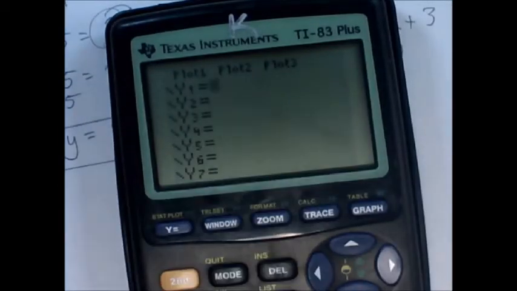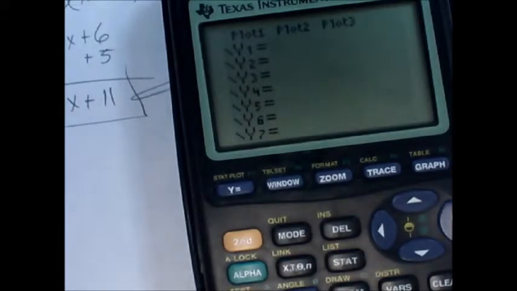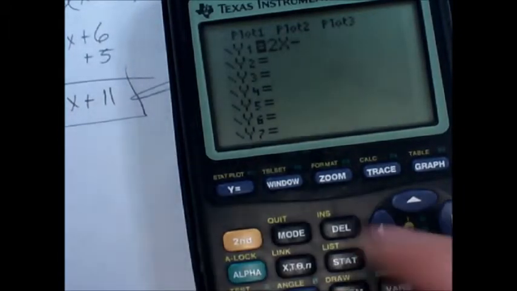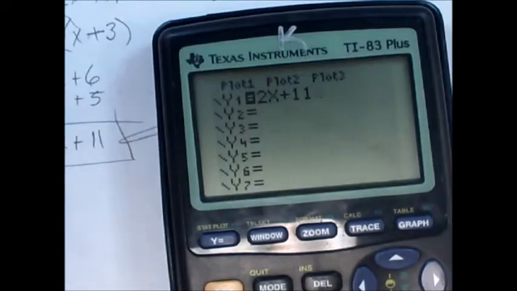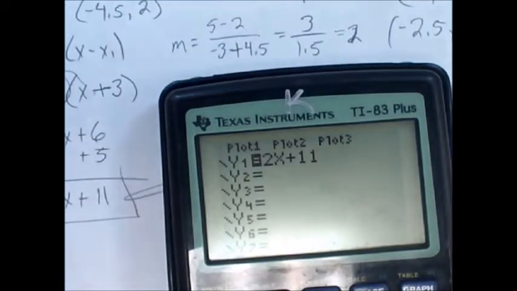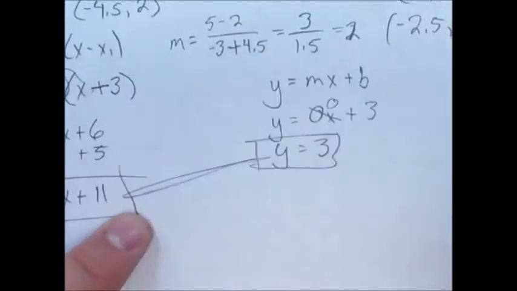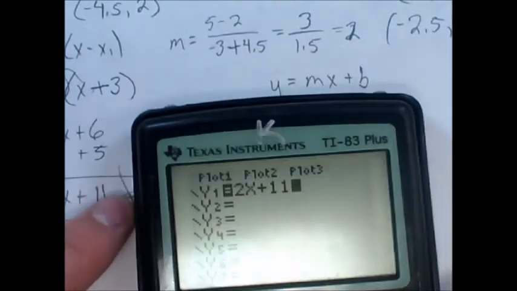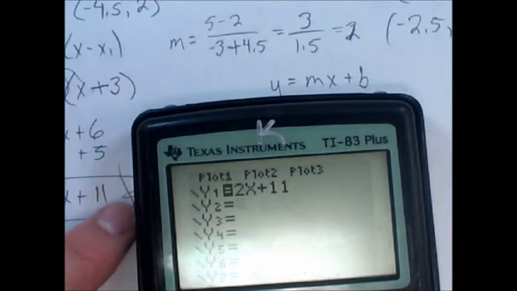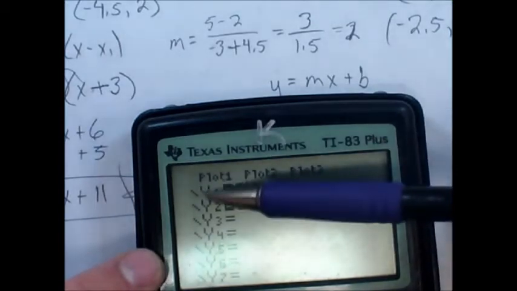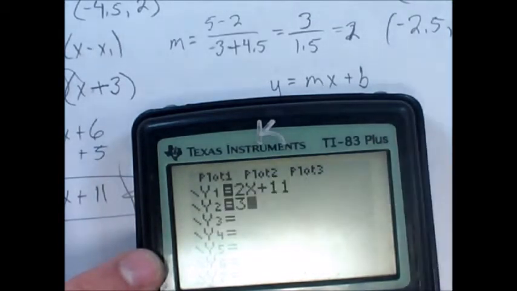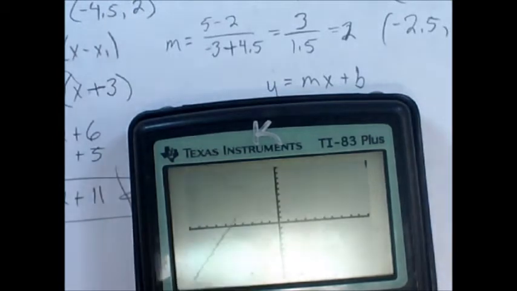Press y equals. You're going to type in 2x plus 11. Okay, 2x plus 11. And I'm going to take in my other line, y equals 3. Make sure that on your graph, these aren't shaded, because otherwise you're going to have some weird stuff show up when we press graph. Press graph.